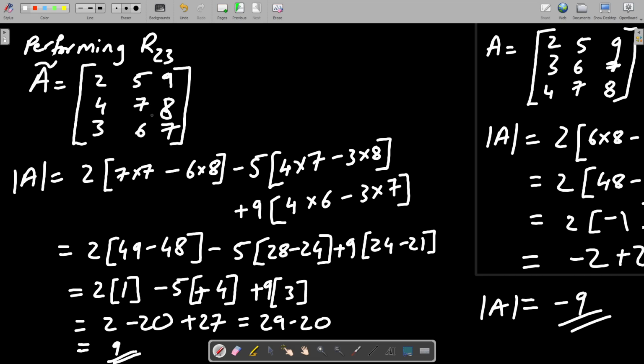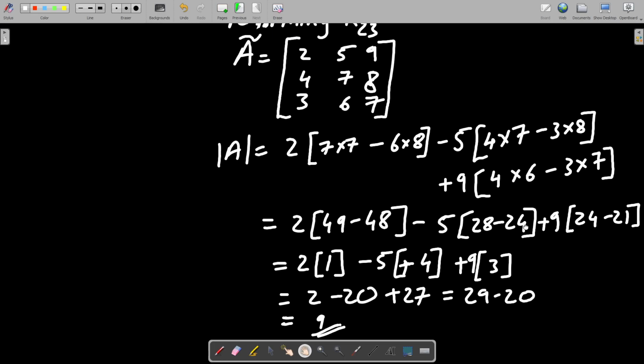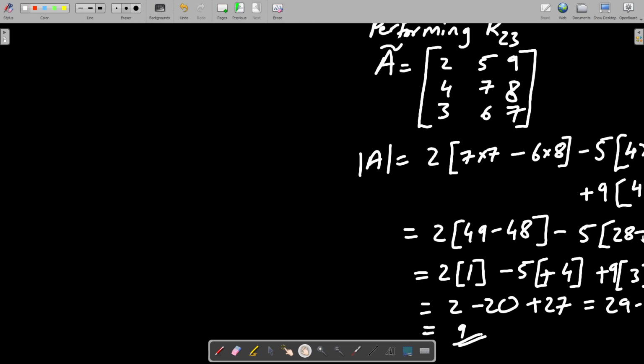So interchange 1 and 3, and for homework you can check the answer will become minus 9, because you're interchanging one more time. Let me just write the thing here for homework.